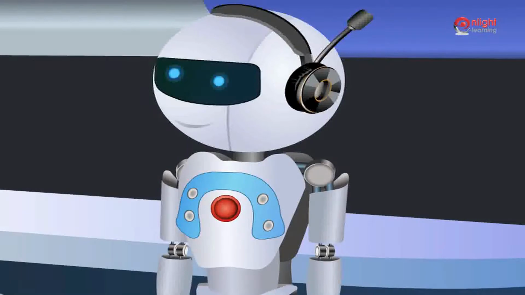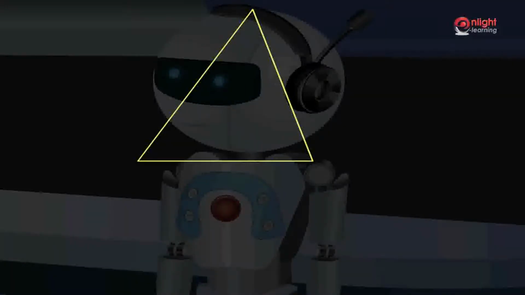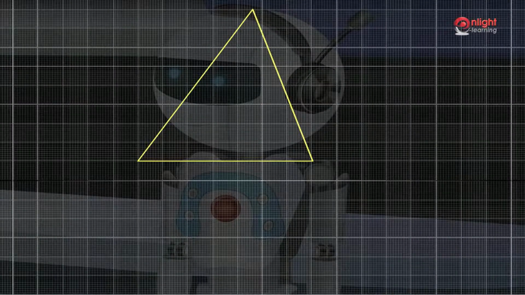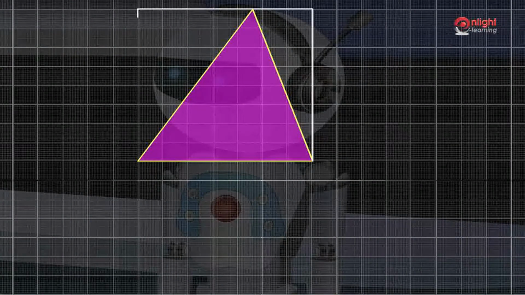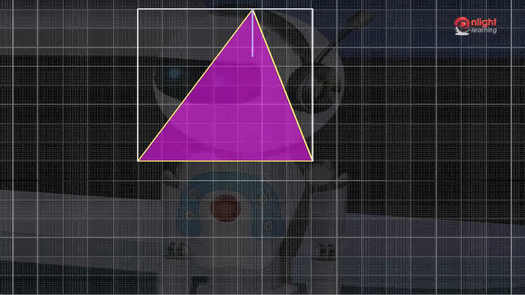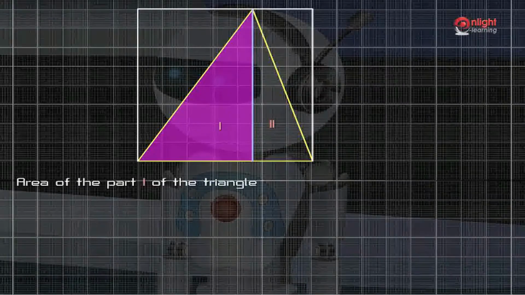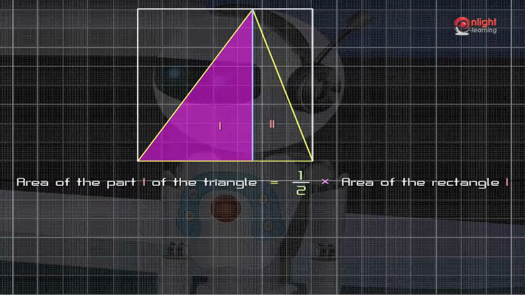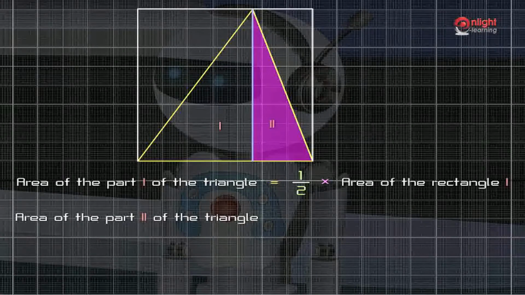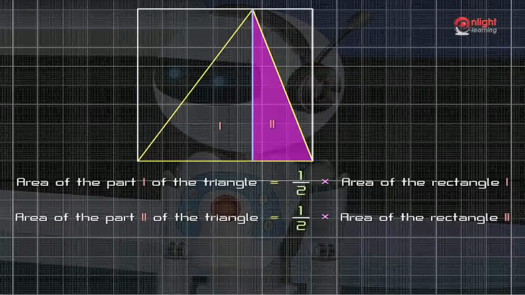Let us try solving a problem to improve our understanding of this concept. We are required to find the area of the triangle shown in the figure. As we learned in the previous section, we first enclose this triangle with a rectangle as shown in the figure. Then the rectangle is divided into 2 smaller rectangles. The area of part 1 of the triangle is equal to half the area of rectangle 1, and the area of part 2 of the triangle is equal to half the area of rectangle 2.